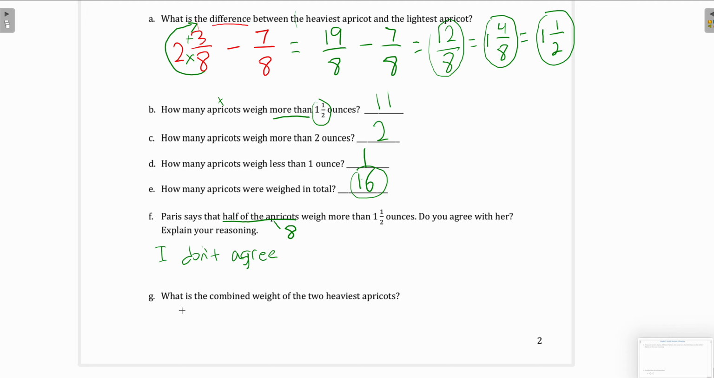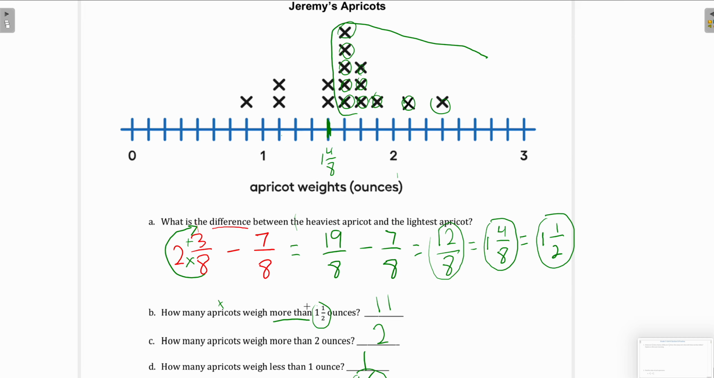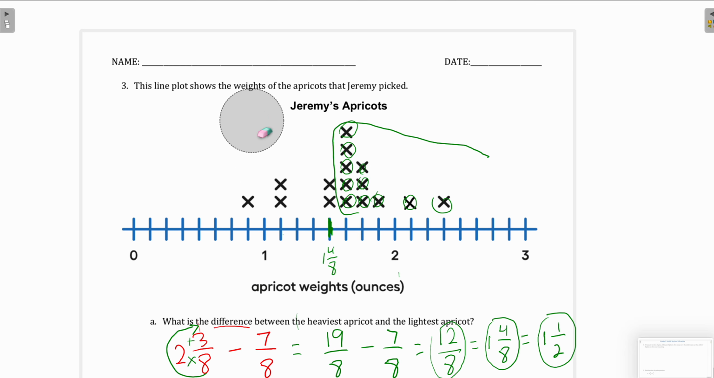Now look at the last question here. What is the combined weight of the 2 heaviest apricots? Okay, so combined weights. That means that we are combining weights of 2 of the heaviest apricots. So we are adding those 2 weights. So let's identify the 2 heaviest apricots over here. So the 2 heaviest apricots are the 2 that are most to the right. So are this one and this one here.